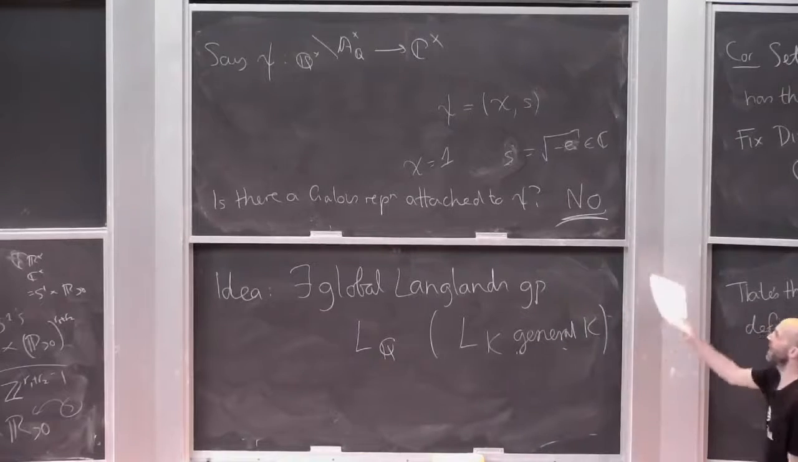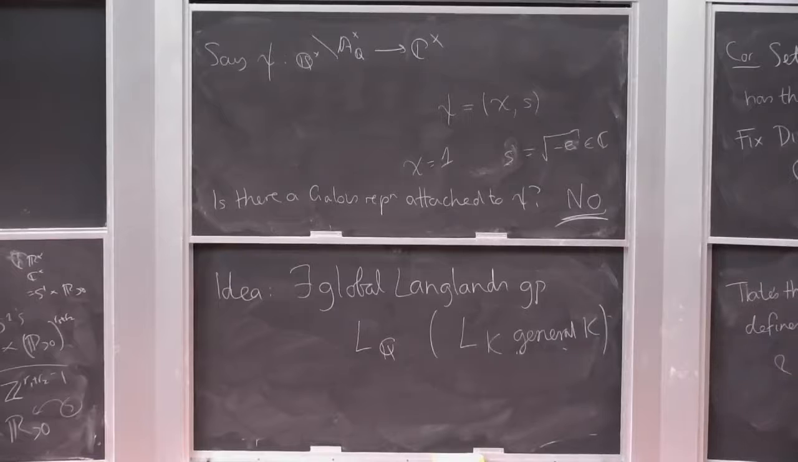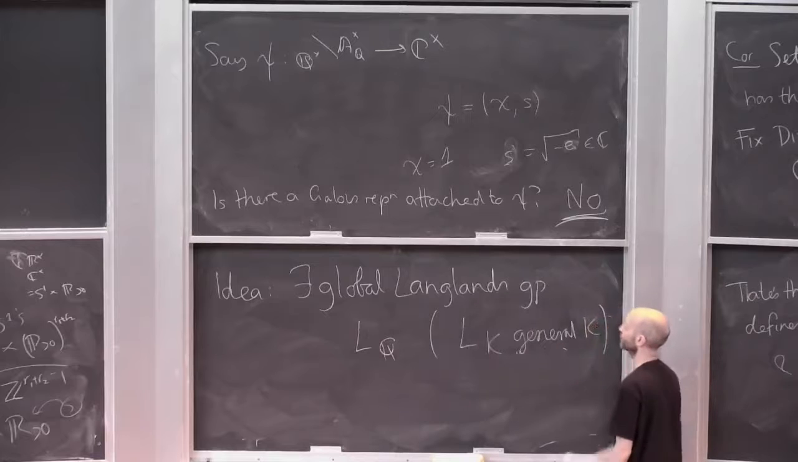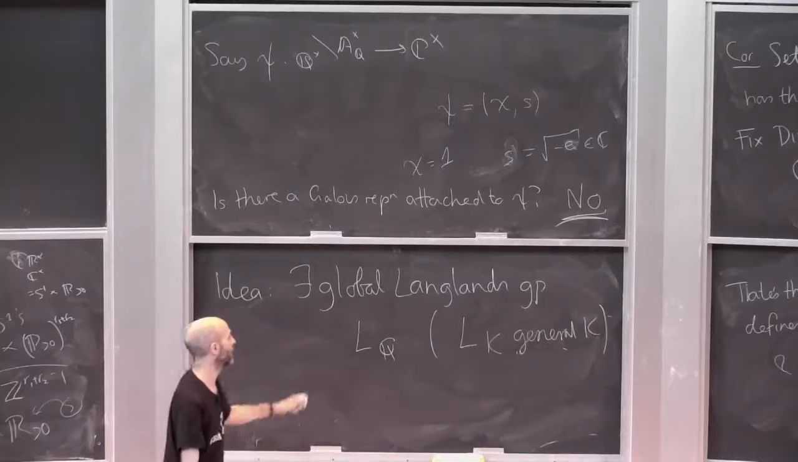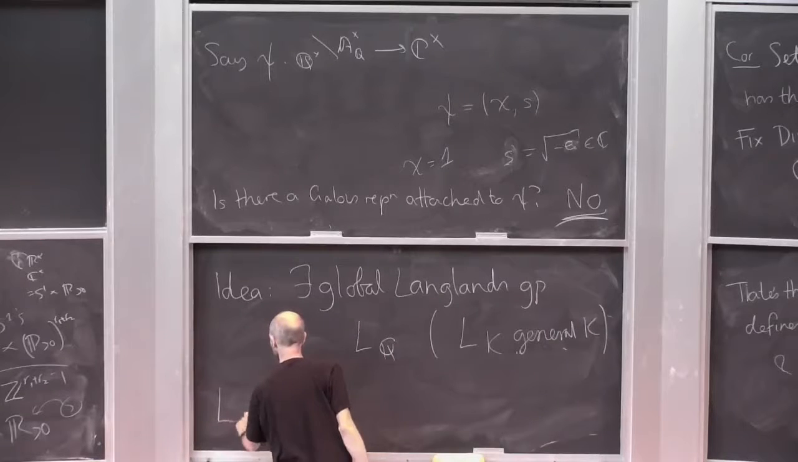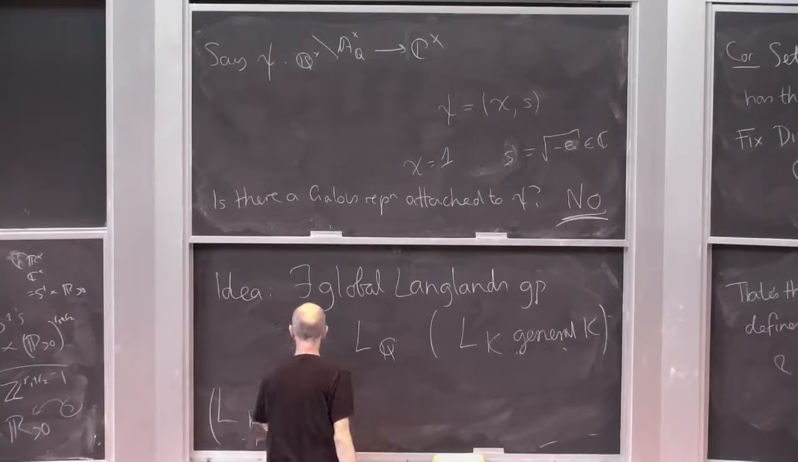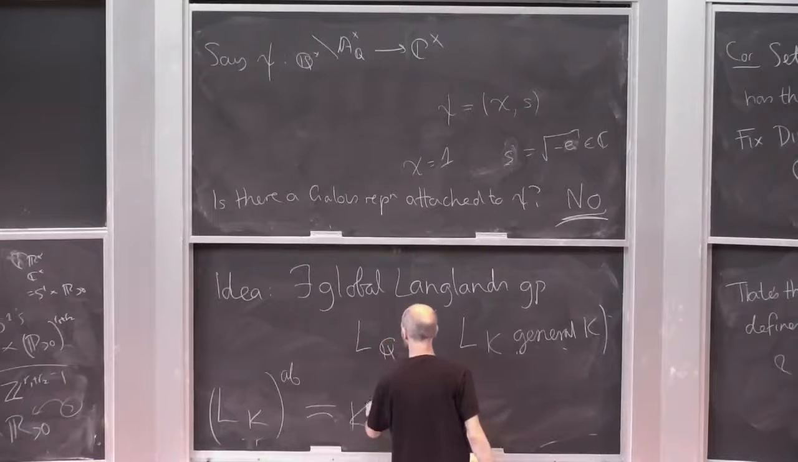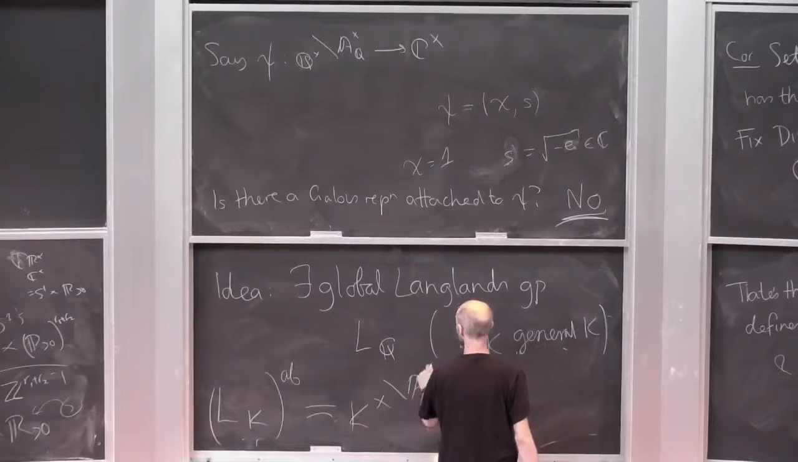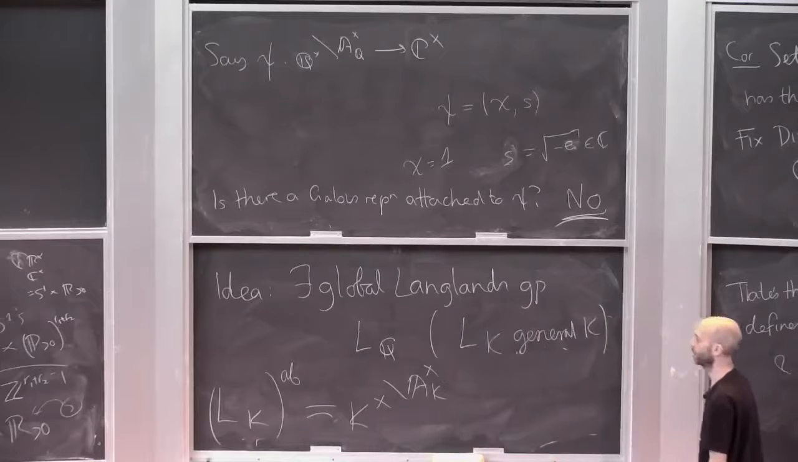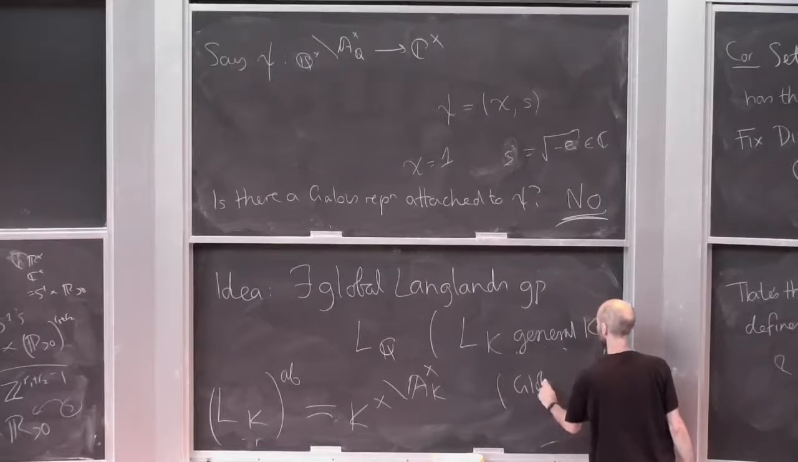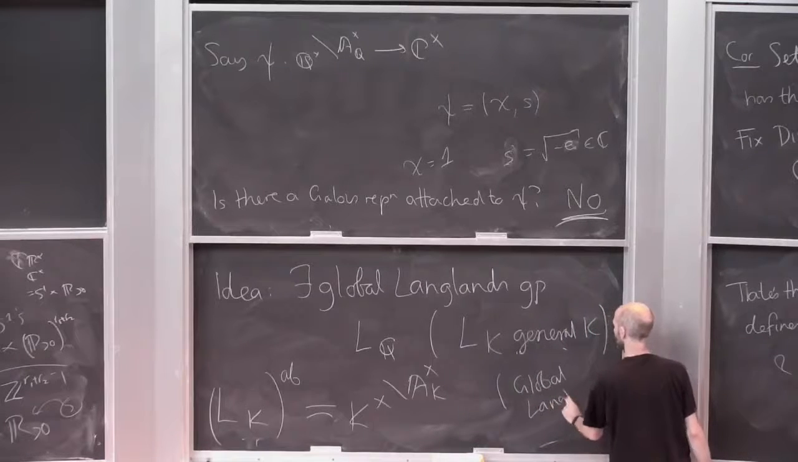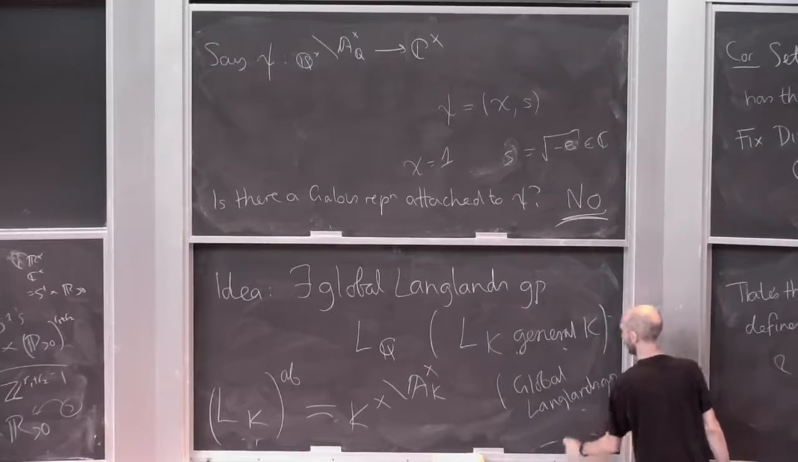And the idea is that my automorphic representation for GL1 over K should correspond to a representation of the global Langlands group. So a one-dimensional representation of the global Langlands group. And L_K abelianized, that's going to be K star over A_K star. Let's just say that the global Langlands group has that property, because the global Langlands group is supposed to have that property, right? The global Langlands group will have this property.